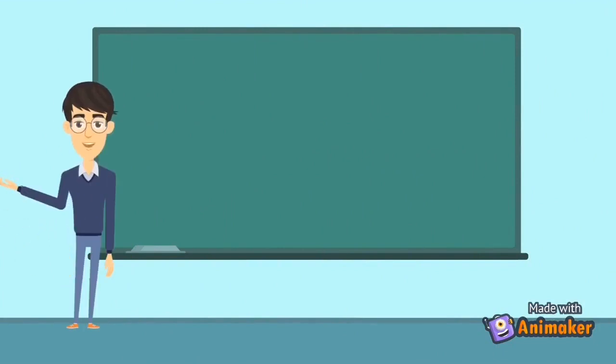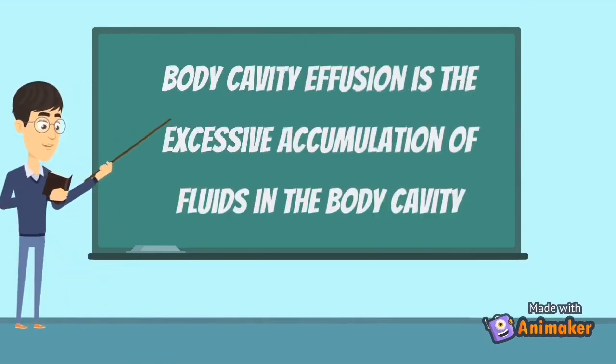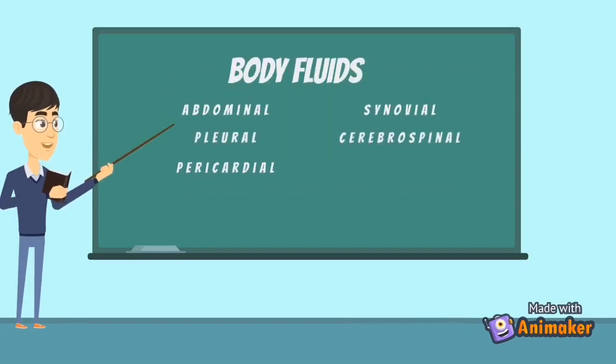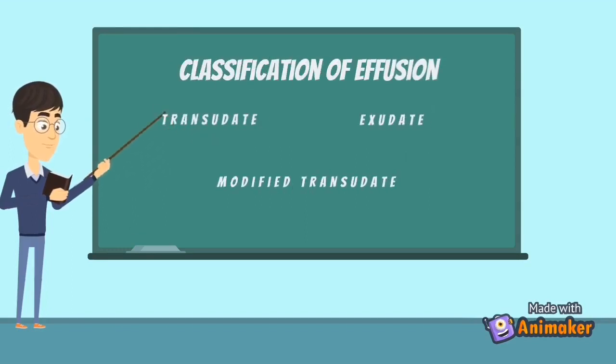Today, I will briefly talk about body cavity effusion. First, body cavity effusion is the excessive accumulation of fluid in the cavity area. This fluid includes abdominal, pleural, pericardial, synovial and cerebrospinal fluid. This fluid can be aspirated using a needle and observed under a microscope using different types of stainings. Next, effusion can be classified into three categories, which are transudate, modified transudate and exudate.